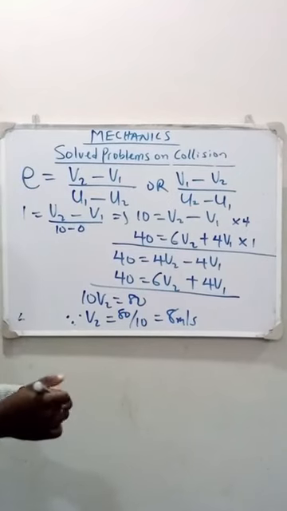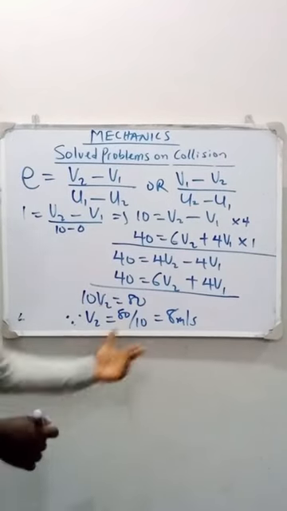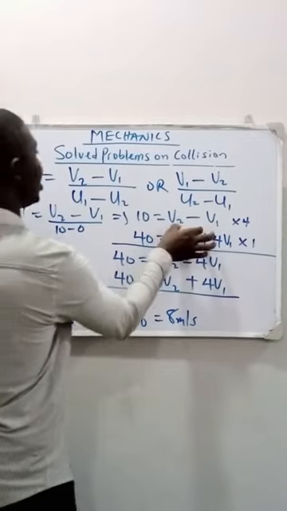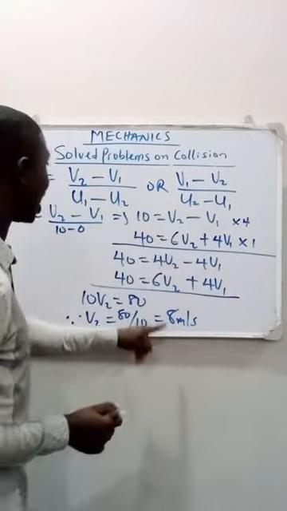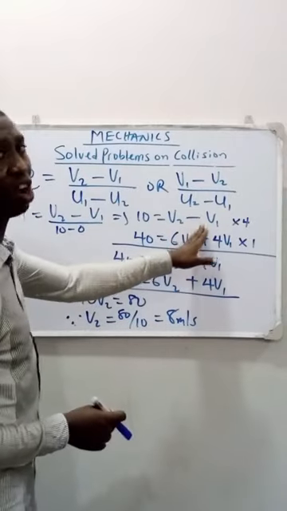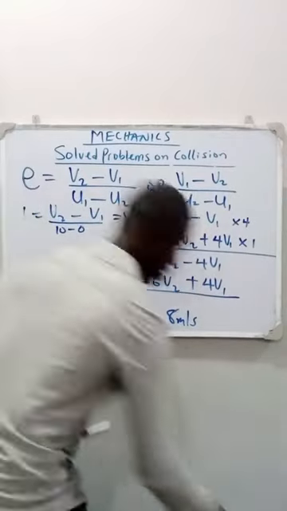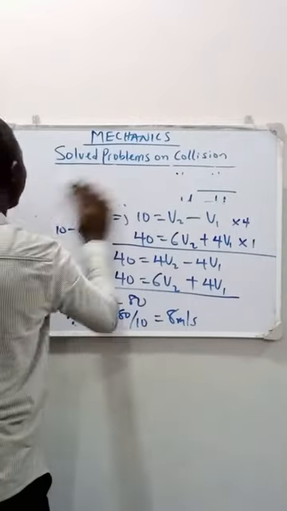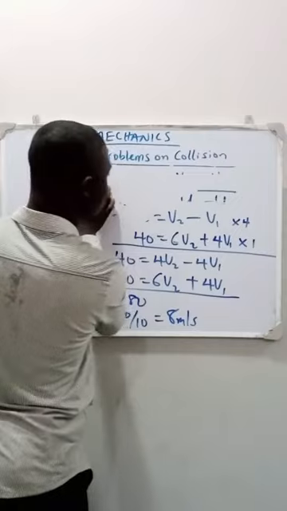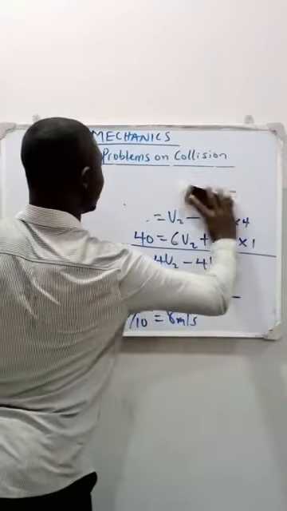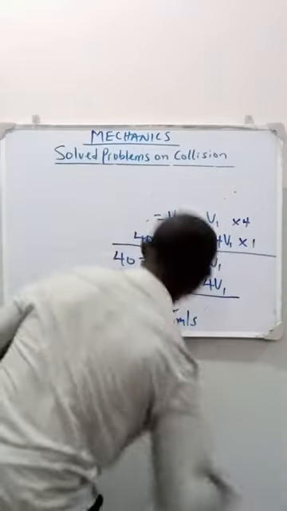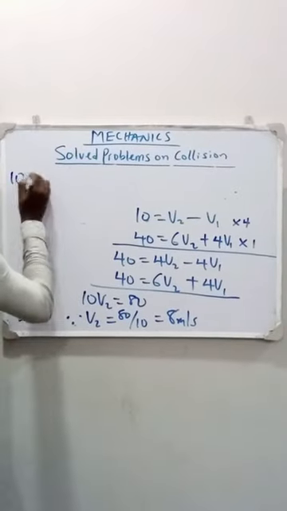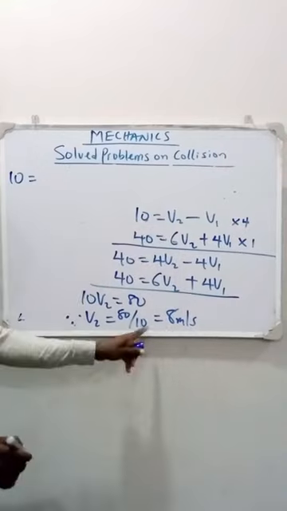I've gotten my v2 to be 8. So let's use that value of v2 to generate v1. From this equation, my v2 is 8. So 10 equals 8 minus v1. Let me write this very well. Since I've gotten my v2, I have to get the value of v1. Don't forget 10 is here. So that means 10 equals 8 minus v1.